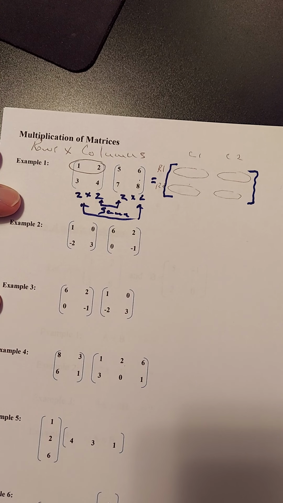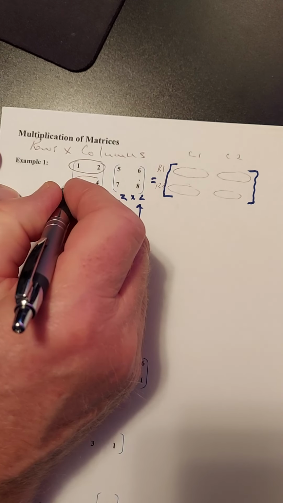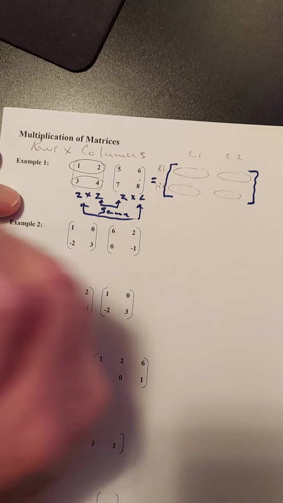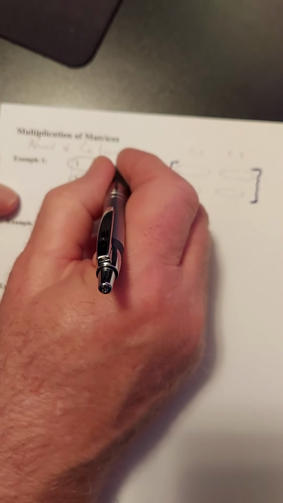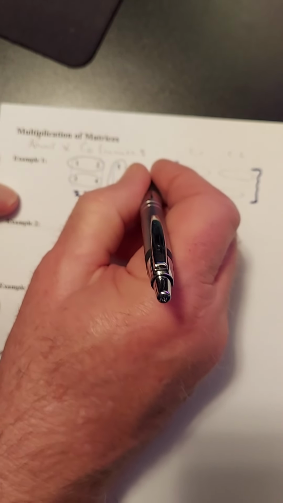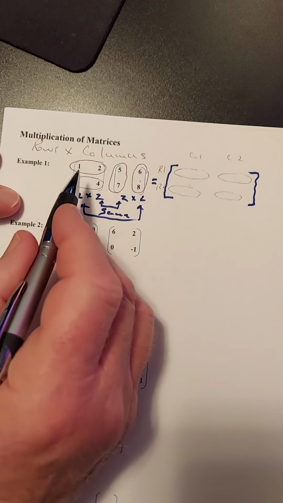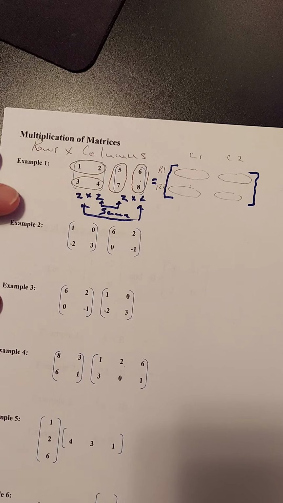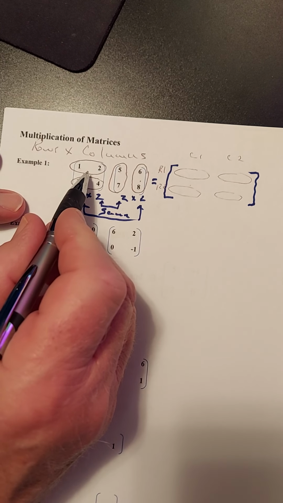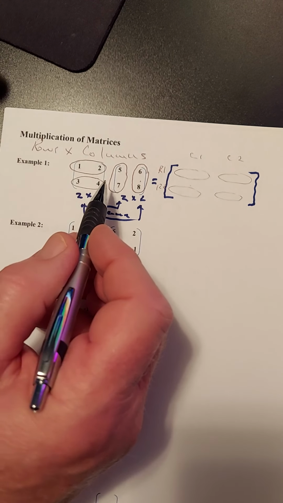Hope you can see there's row 1, there's row 2 of the first one. We take the rows of the first matrix times the columns of the second matrix. This is going to be different. This isn't just taking, for example, 1 times 5. That doesn't work. You're going to take this whole row times this whole column.